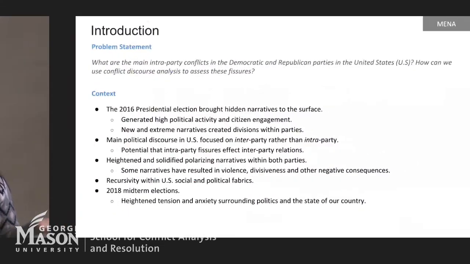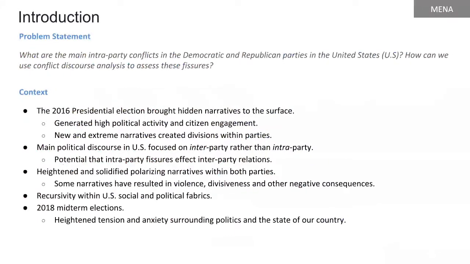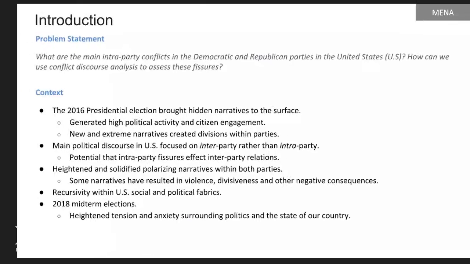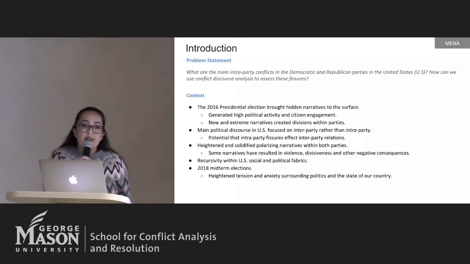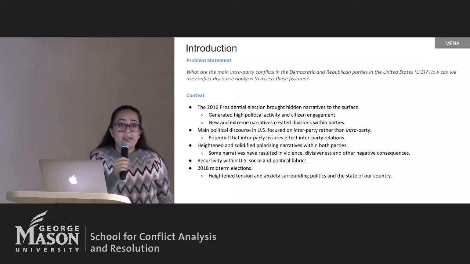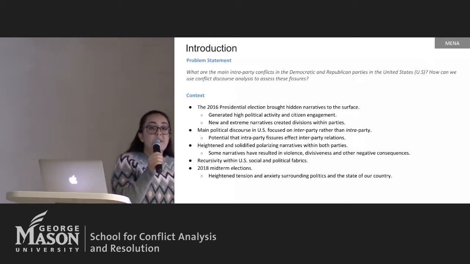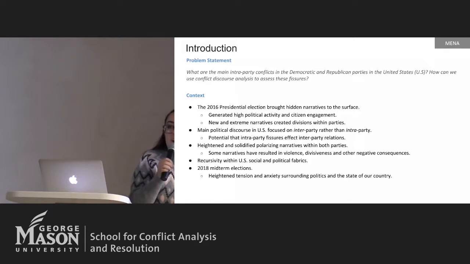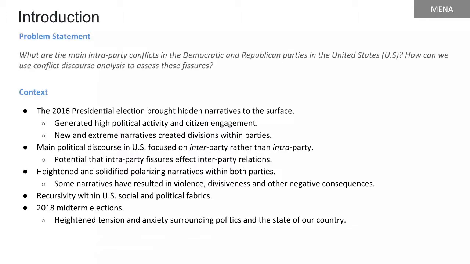Essentially, our problem statement is: what are the main intra-party conflicts in the Democratic and Republican parties in the United States? And how can we use conflict discourse analysis to assess these fissures? A lot of the current political discourse in the U.S. surrounds inter-party conflict, which means conflict between the Democratic and Republican parties. We thought it would be interesting to analyze it internally. So what are the conflicts and fissures within the Democratic Party and then also within the Republican Party?